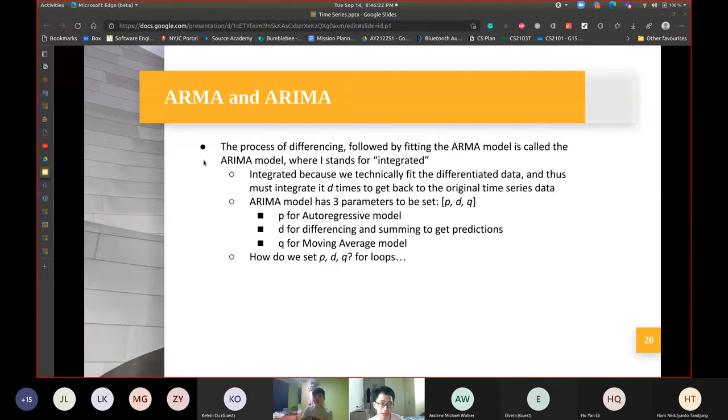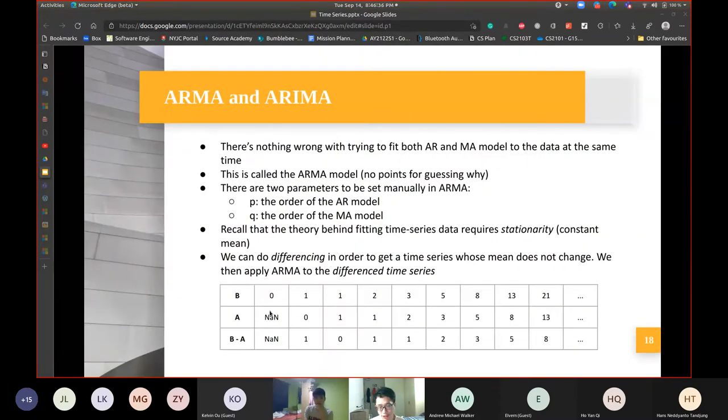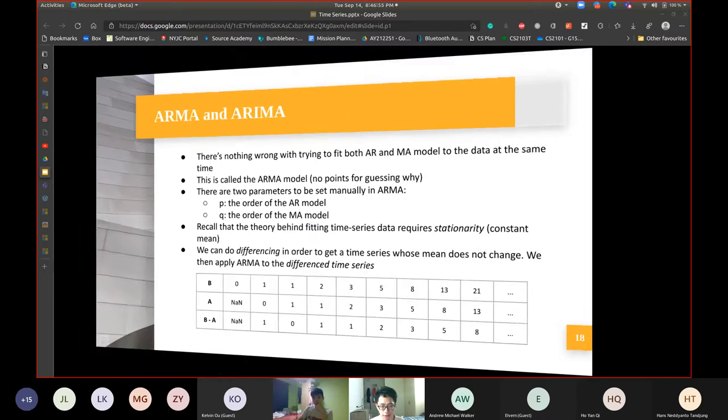This is called ARIMA. So the I there stands for integrated. Yeah. The reason why it's called integrated is because of this idea of differencing, right? For discrete data, you are taking differences. But when your data is continuous, it is the same as taking a derivative, like differentiating the data. So because you're fitting the differentiated data, you have to integrate it to get the prediction. And that is why it's called integrated.